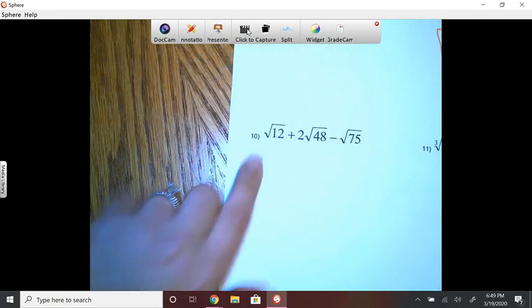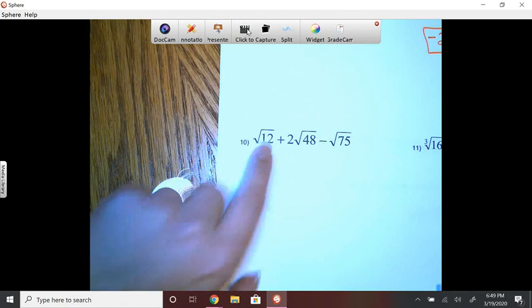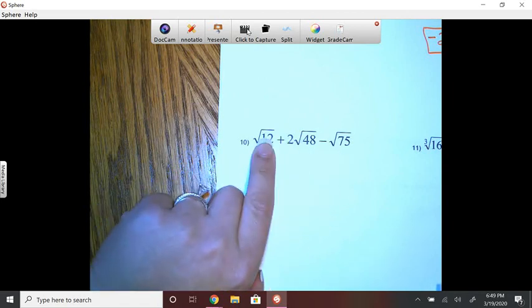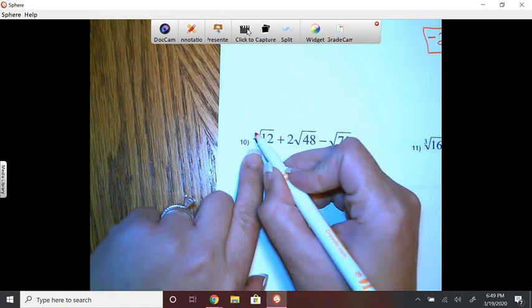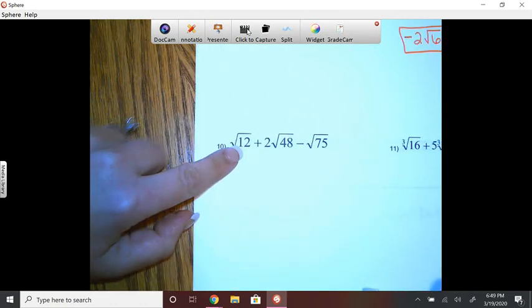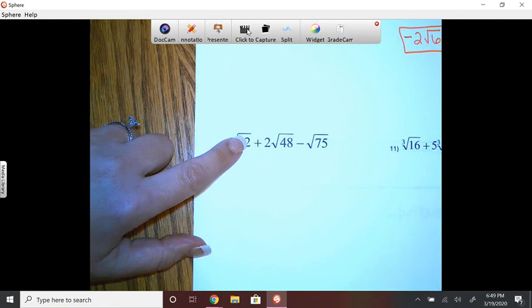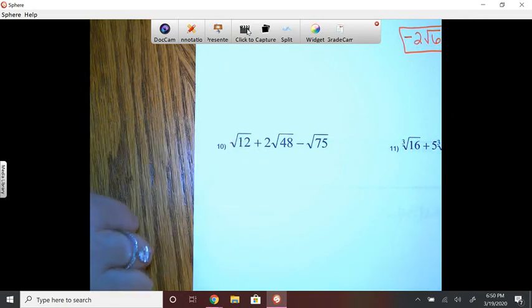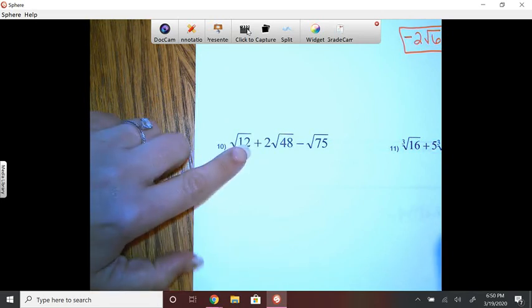Okay, so now if we take a look at number 10, we have 3 radicals. We can't do anything right now because they don't match. They have the same index. All 3 of them are square roots. So we're going to go ahead and simplify each one of these. Feel free to pause the video and simplify them yourself, and then check back with the video to see if you are correct.